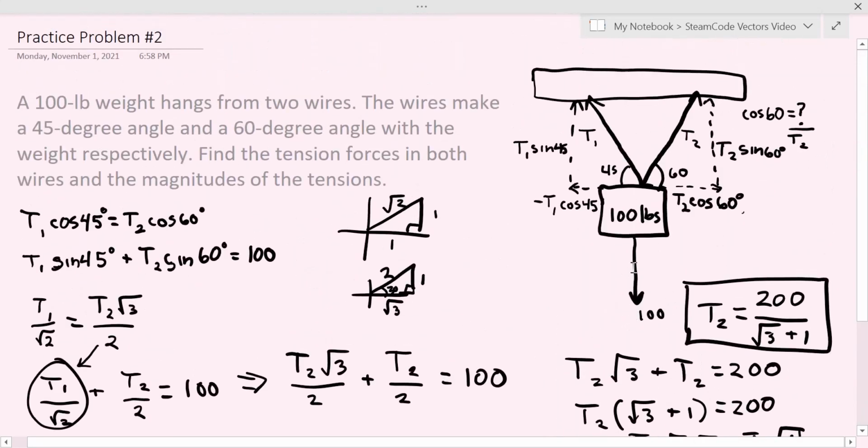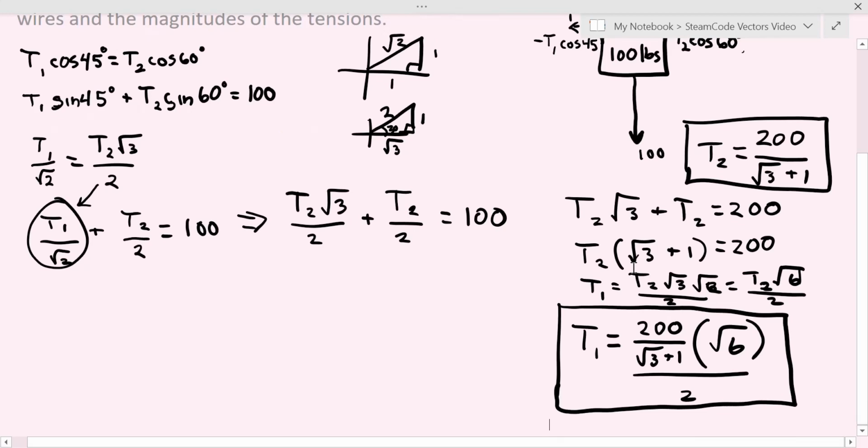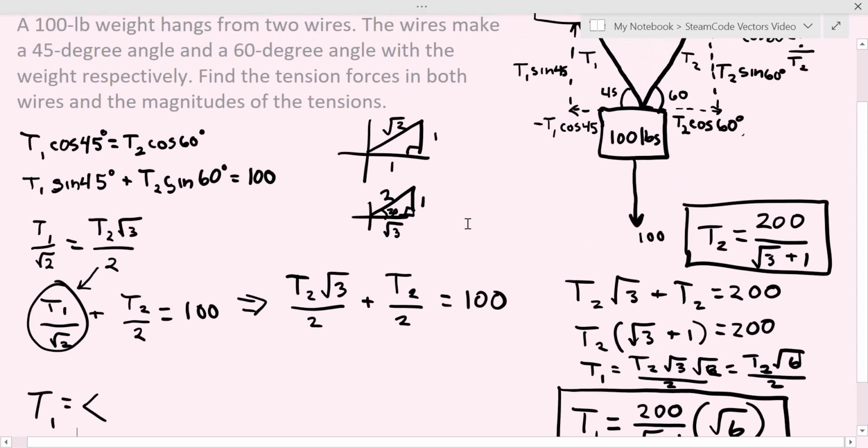And now we have the solution to the problem. But we also need to find the actual vector, so let's find this in component form. So we know that T sub 1 is equal to, in the x direction, we have negative T1 cosine 45, so that becomes negative T sub 1 cosine of 45 degrees. And then we also have T sub 1 sine of 45 degrees.